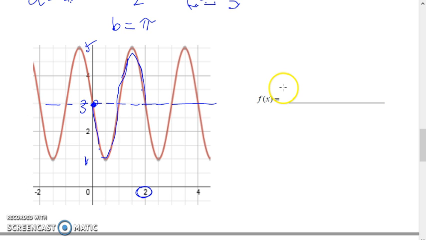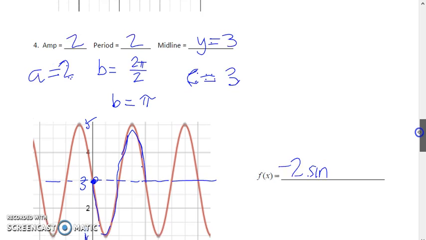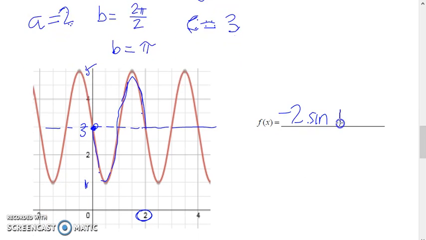Amplitudes are always positive, but negative tells us the direction. So f of x then is going to be negative 2 sine, right? And then the B value is pi. So I got pi times x plus the midline, or the C value, which is 3. All right, go ahead, hit pause, try to do the last two.